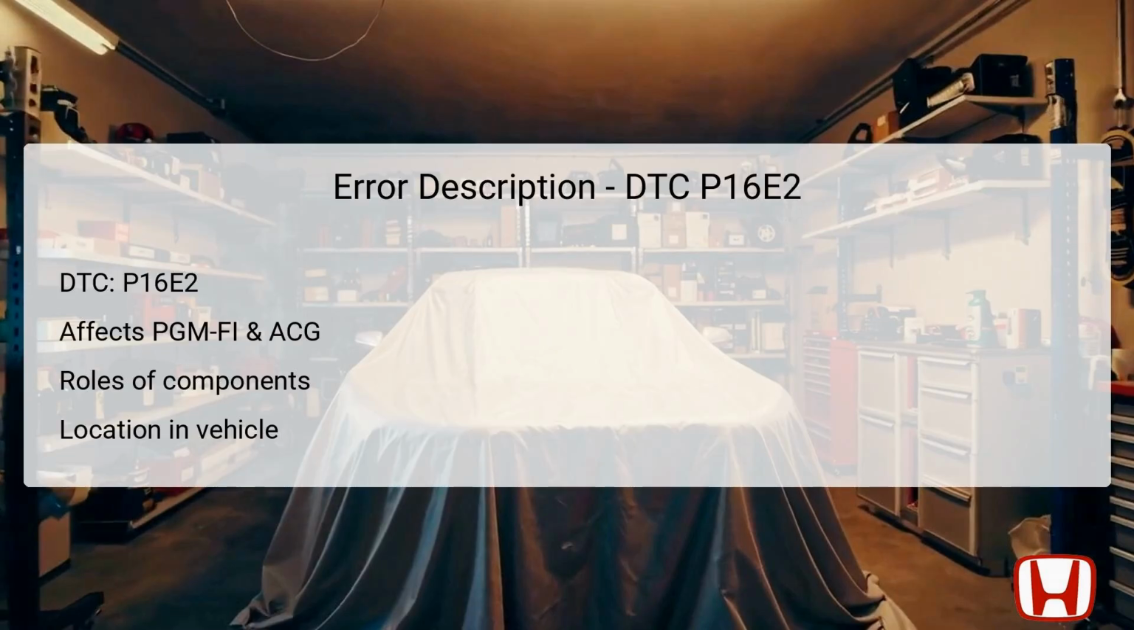DTC P16E2 points to a communication error within the PGM-FI and ACG systems, meaning that the alternator, battery sensor, and the powertrain control module, PCM, can't effectively communicate. The PGM-FI, or Programmed Fuel Injection System, is integral in optimizing fuel delivery for efficient engine operation. The ACG, or Alternator Control Generator, is responsible for converting mechanical energy into electrical energy, supporting vital vehicle functions. Additionally, the battery sensor monitors battery health and sends data to the PCM for optimal charging.